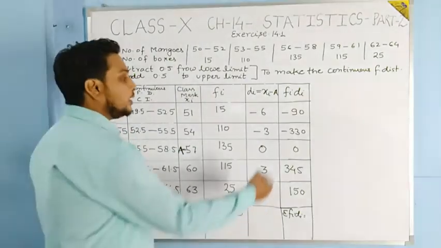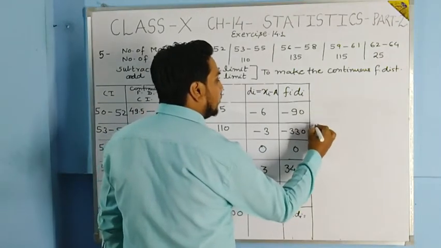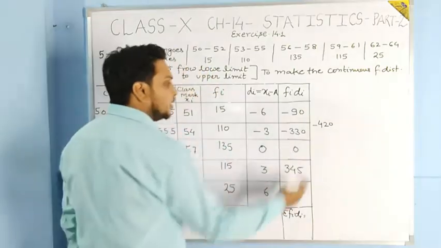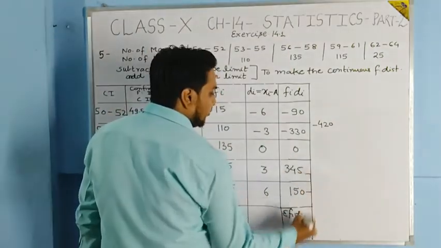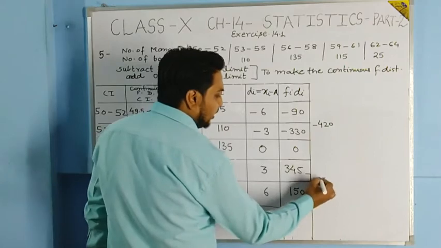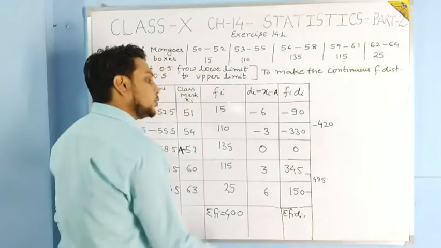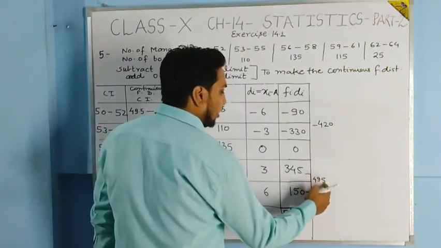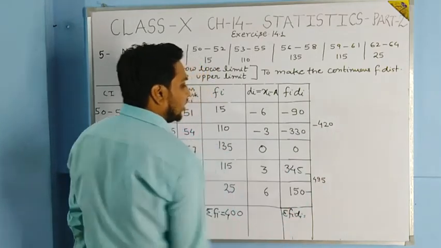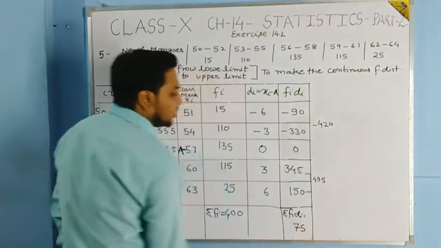Okay, now we have to add these. So just add the negative ones, 330 and 90, it will be minus 420. Like this we will add the positive ones. When you add the positive ones, what you will get? 505, 459, and then 314, 495. So minus 420 plus 495, when you solve it, what you will get? 495 minus 420, so you will get 75. Here you will get positive 75.